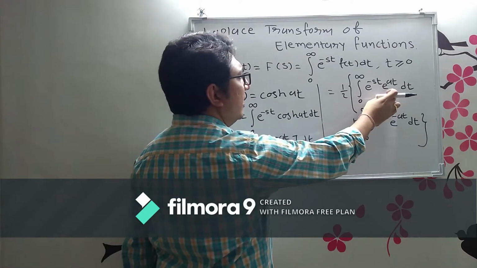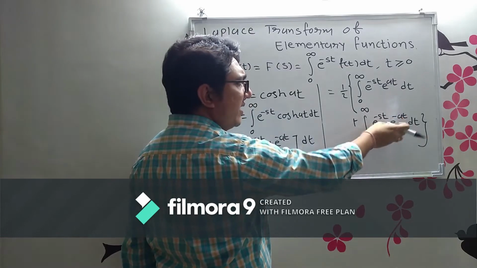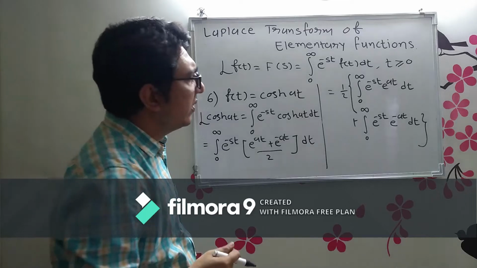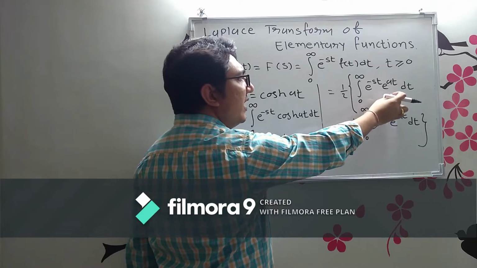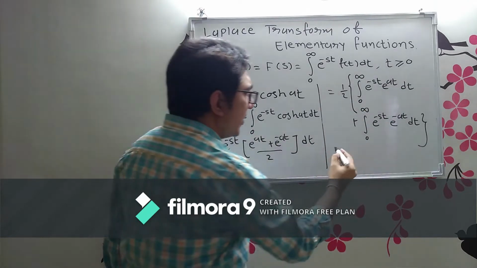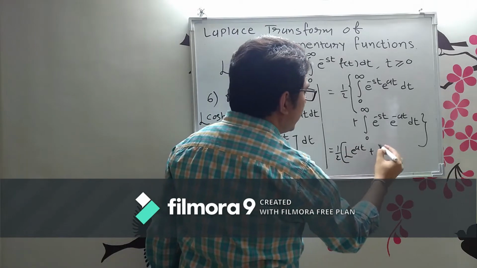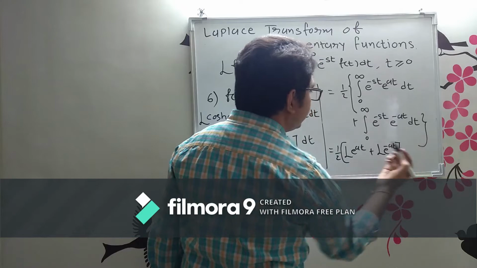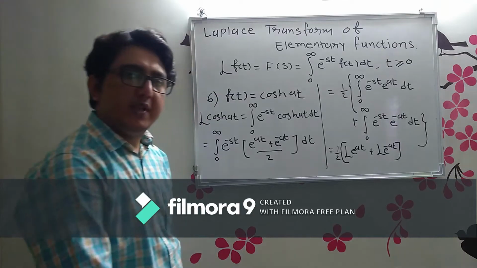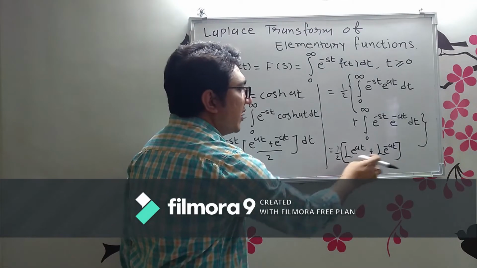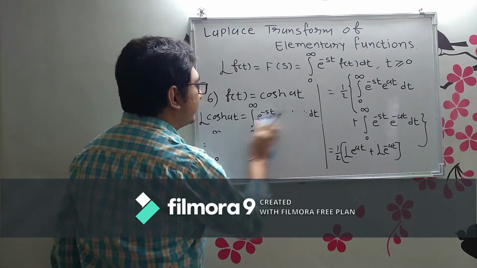This is nothing but the Laplace of e raised to at, and the third form, which I will give you as homework, e raised to minus at. You can do the integration; it is not difficult. But if I don't want to do the integration, then I can use the ready-made formulas of Laplace of e raised to at and e raised to minus at. So here I can write 1 by 2 Laplace of e raised to at plus Laplace of e raised to minus at, because we know these formulas. Apply them.